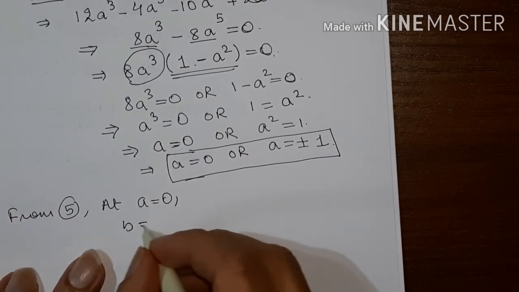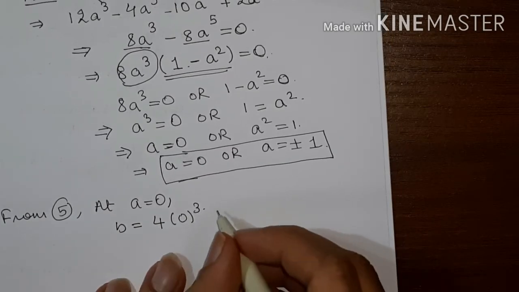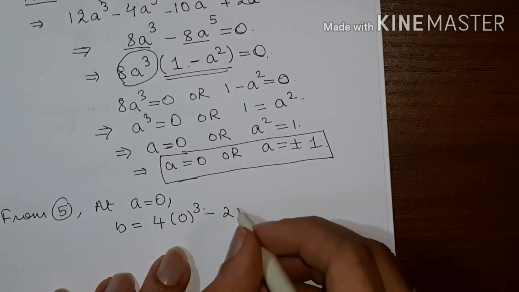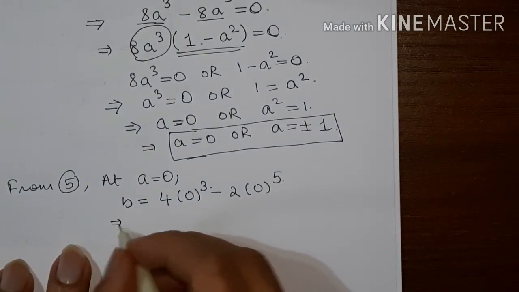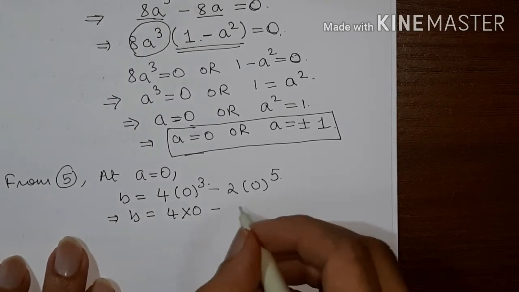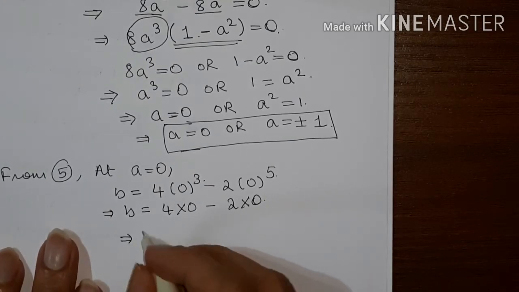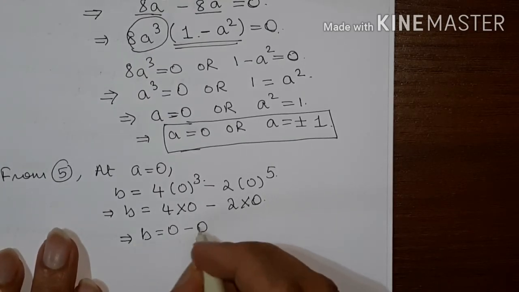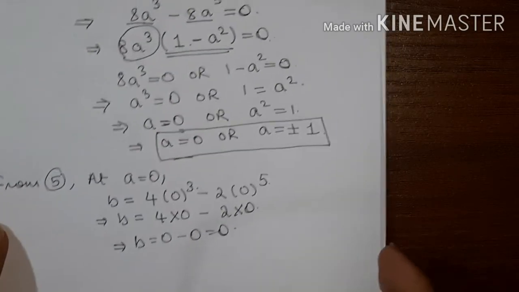So what we get is b equal to 4 times 0 cube minus 2 times 0 raised to 5. So that is b equal to 4 times 0 minus 2 times 0. So that is b equal to 0 minus 0, which is 0.